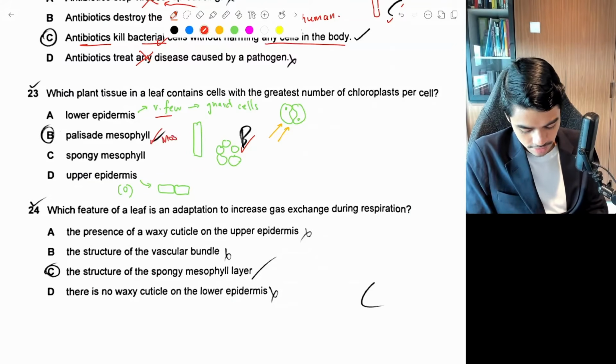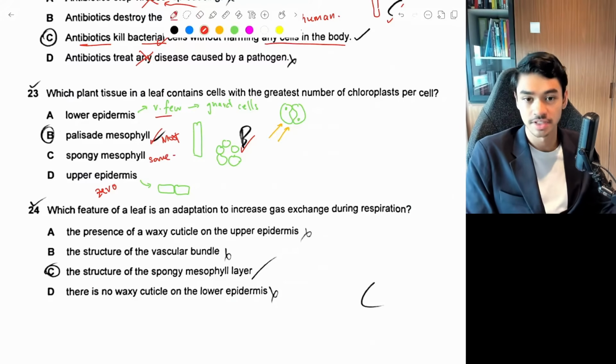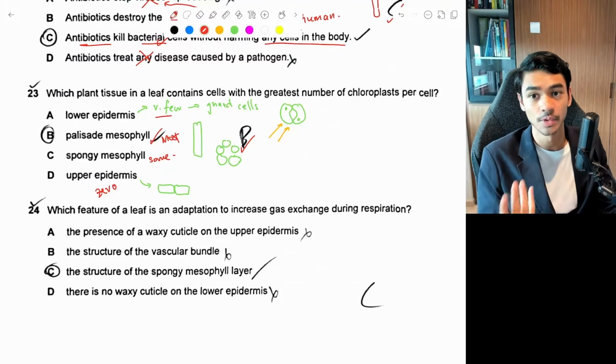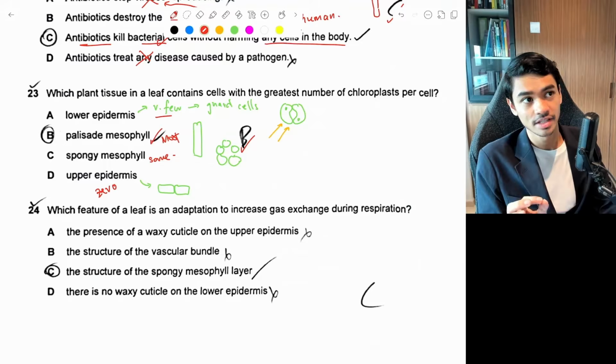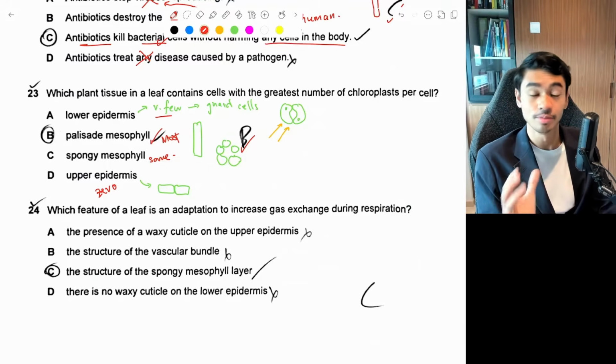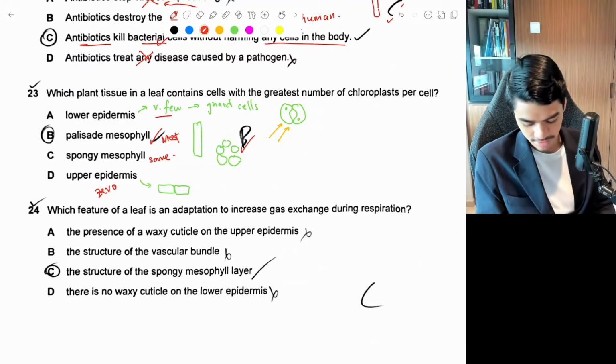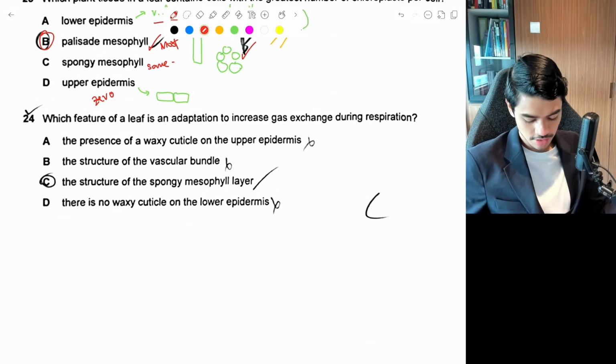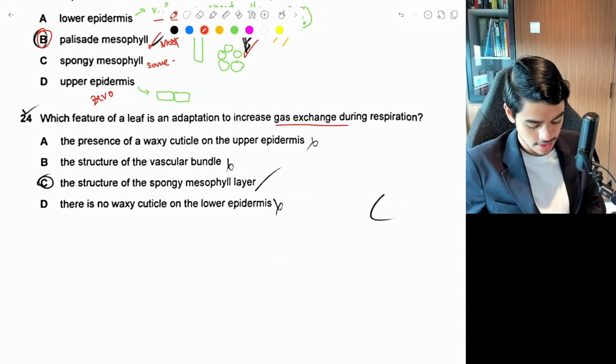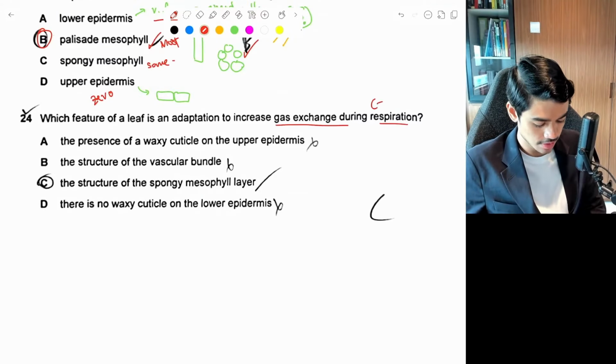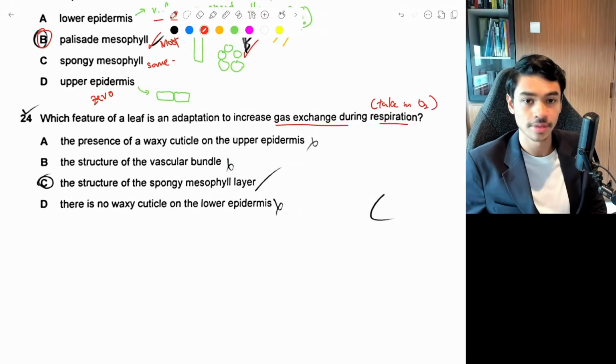This one has the most. Spongy has some. And this one has 0. Yeah, epidermal cells. Because upper epidermis, we're assuming no guard cells. Now, in reality, there are a few stomata on the upper side. Most stomata on the lower side. So the answer, yes, it is B. Question 24, which is a leaf adaptation to increase gas exchange during respiration. So it's trying to take in oxygen from the air outside, right?